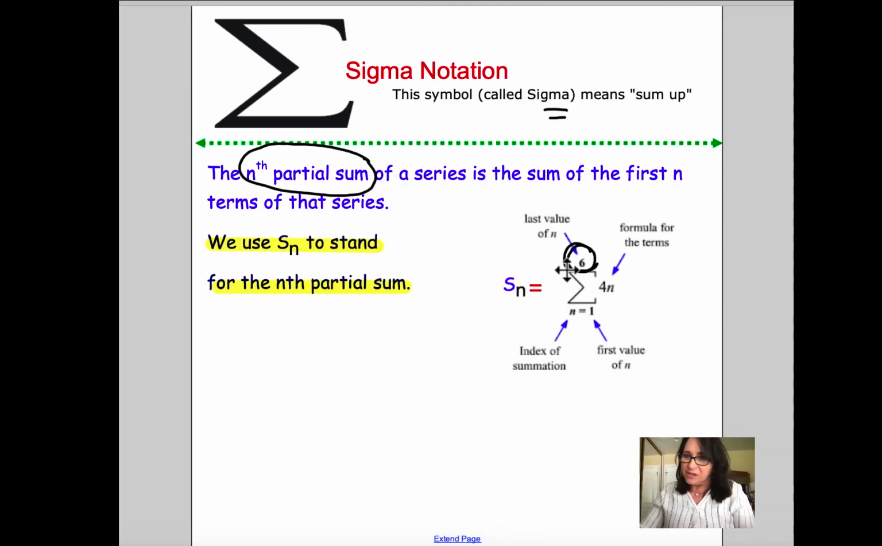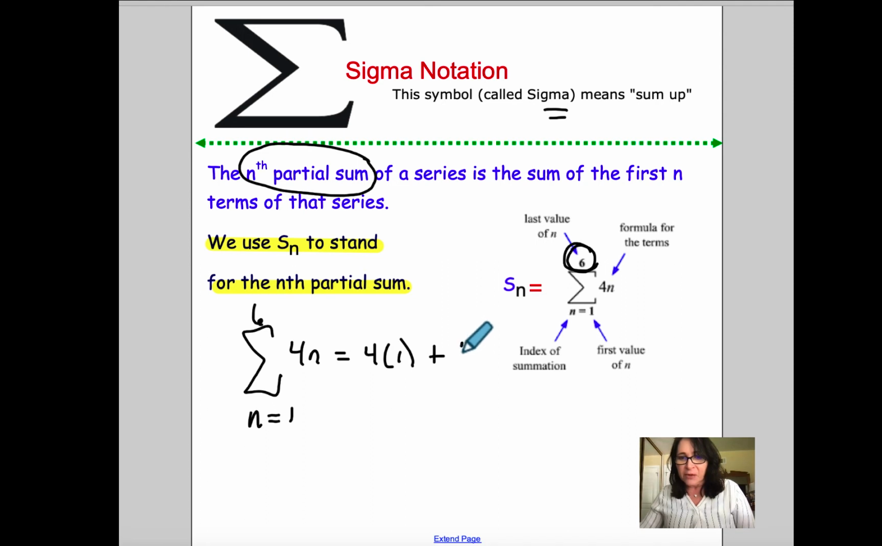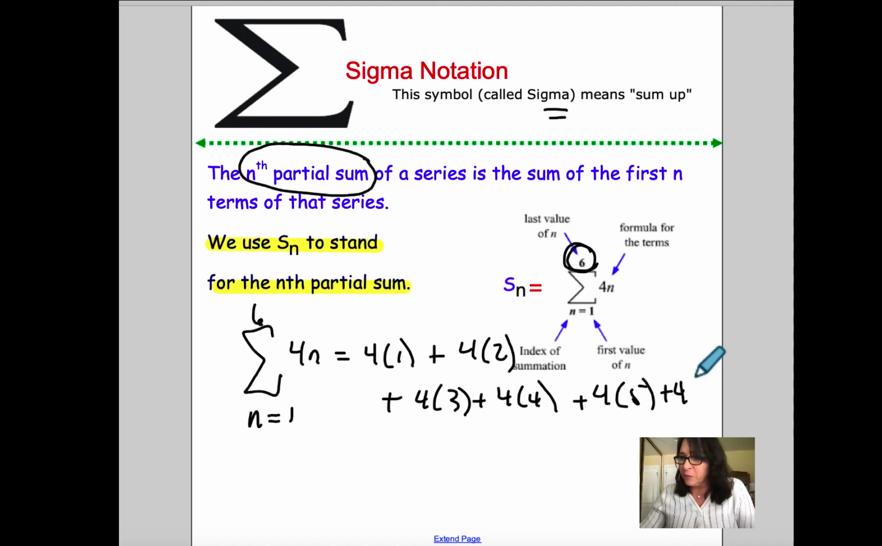So for this series right here that says find the sum of the first terms from n equals 1 to 6 of 4n, the first term would be 4 times 1, plus 4 times 2 plus 4 times 3 plus 4 times 4 plus 4 times 5, and then lastly 4 times 6, because they're asking you to go all the way up to 6, but they're not asking you to go on forever. So that's why it's called a partial sum. So we're asking you to find the partial sum from n equals 1 to 6.